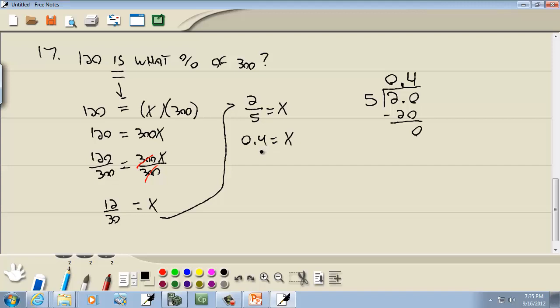And this is in decimal form, so we want to change it to percent, because that's what they're asking for, what percent. So I need to move it 2 places to the right, and I can always add zeros on. So 2 places to the right, and this would become 40%. 120 is 40% of 300? Yeah, that seems reasonable. Half of 300 is 150, so 150 is 50%.